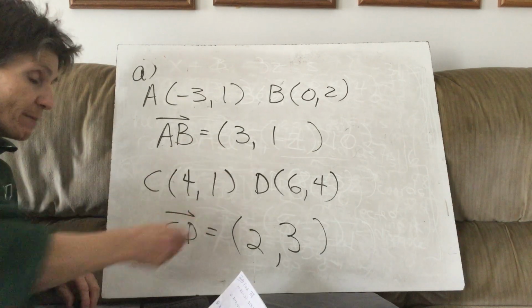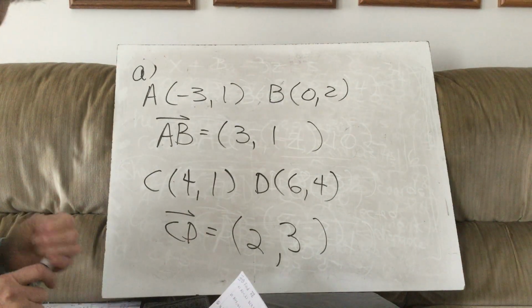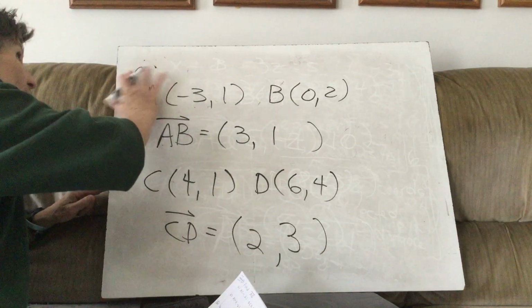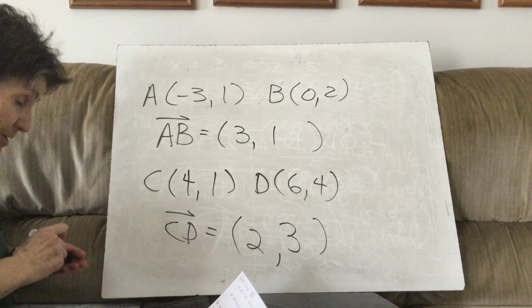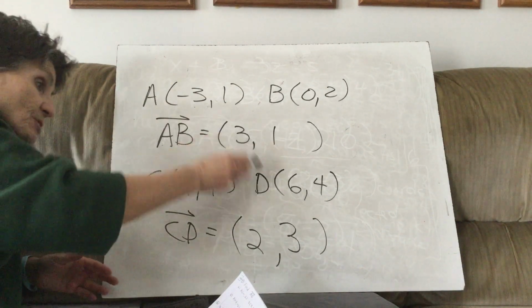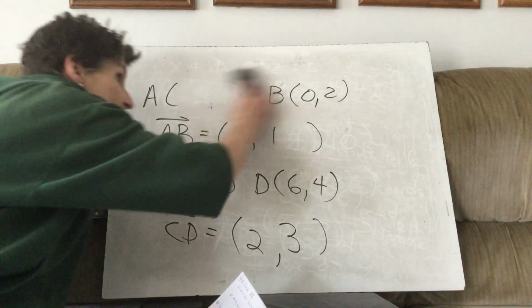Well, guess what? Do they match? No. So for problem, this is problem B, not A anymore. For problem B, the 2 vectors are not equal because they do not have the same directed distances.